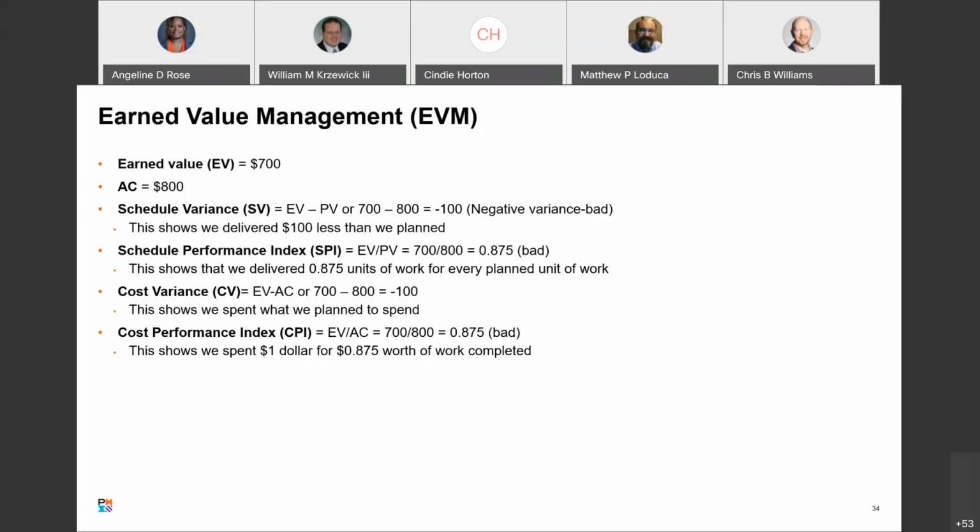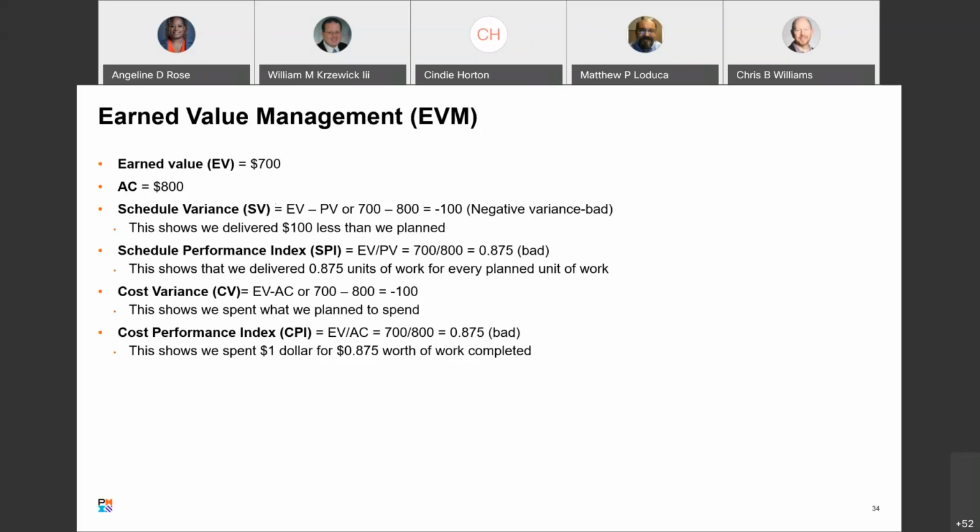Schedule Performance Index, SPI, EV divided by PV. 700 divided by 800, 0.875. Anything below 1 is bad. So this shows we delivered 0.875 units of work for every planned unit of work. So again, if it's below 1, it's bad. Above 1, good.